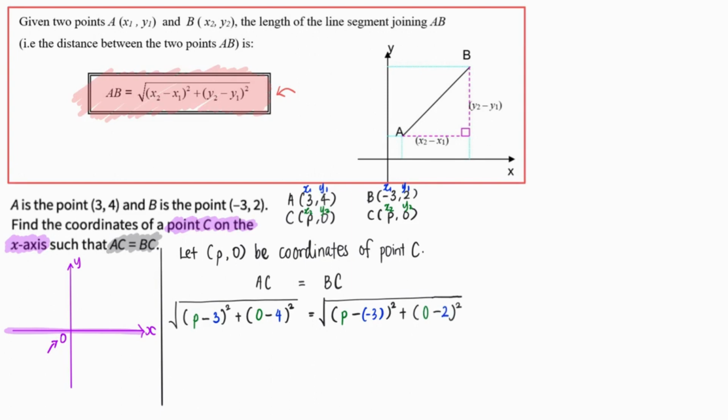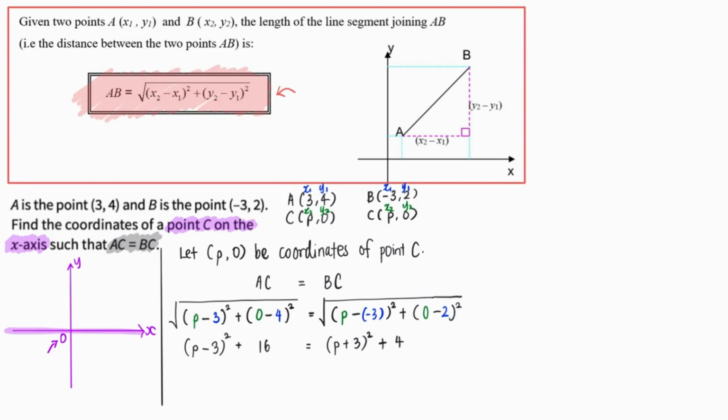And we just have to solve this equation here. Okay? So I'm going to just square both sides. And once I square both sides, you would then see that the square root is gone. I am only left with P minus 3 bracket square plus 0 minus 4 bracket square is 16. I will have P plus 3 bracket square plus 0 minus 2 bracket square is 4.